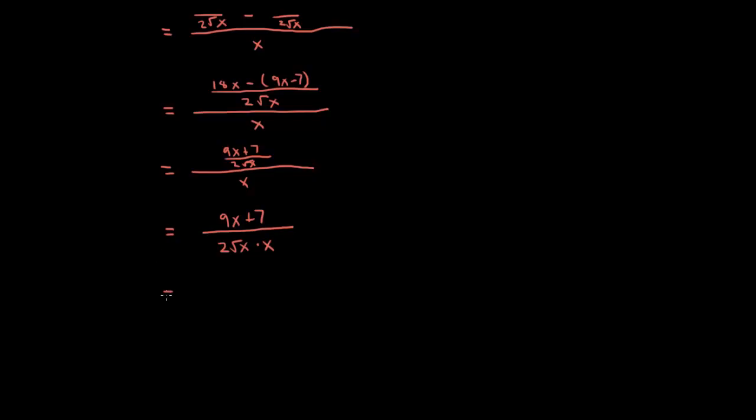Now the last thing to do here is to realize that the denominator can be simplified. We have 2 square roots of x times x. What's the square root of x times x? Well, think about your rules of exponents and think about what exponent the square root of x has. That's like saying x to the 1/2 power.